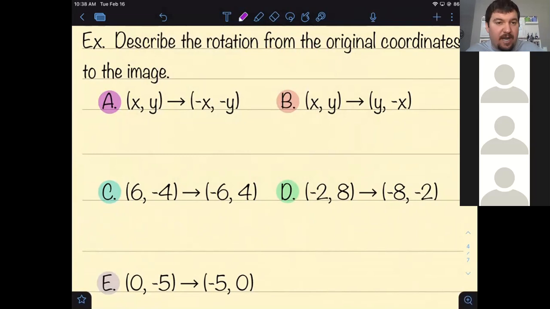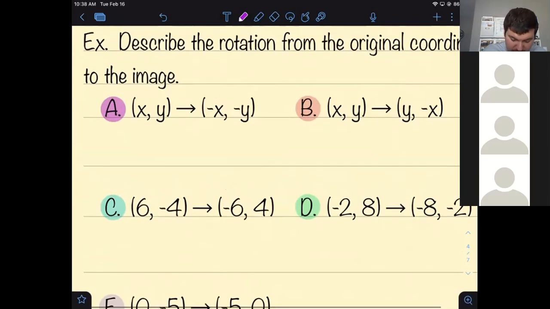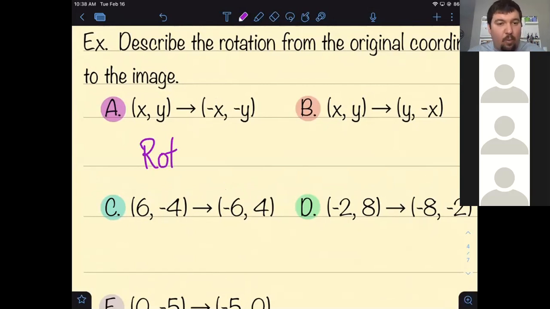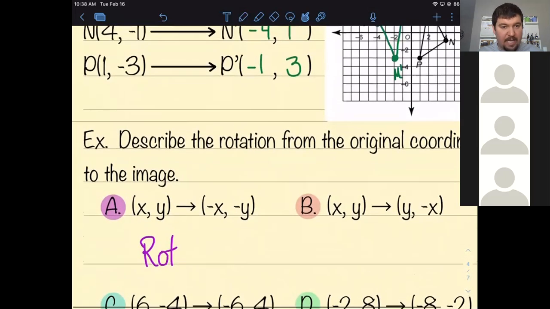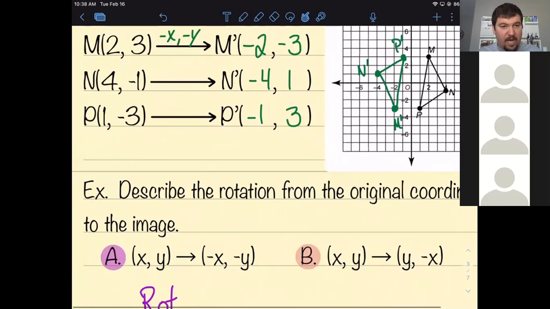Same with rotations. I want to say that it's a rotation, but then I have to give the degrees and the direction. So I know this is a rotation. You can abbreviate that. What kind of rotation just takes the opposite of the x and y, but doesn't flip them? Think about the rotation we just did, where we took the opposite of the x and y, but didn't flip them. What kind of rotation was that?